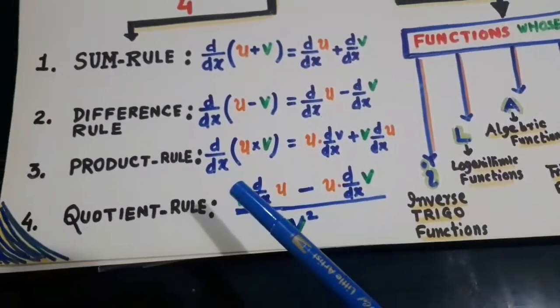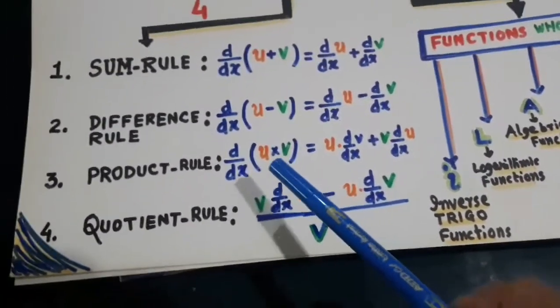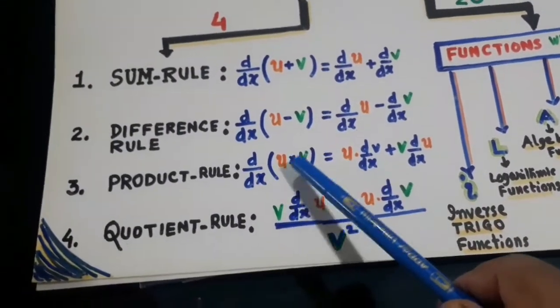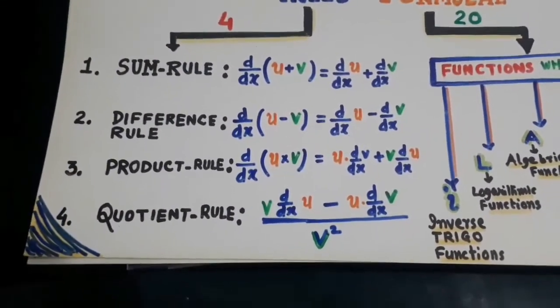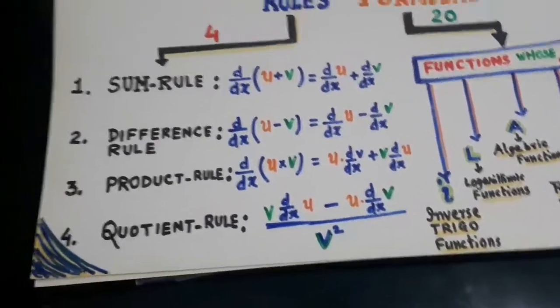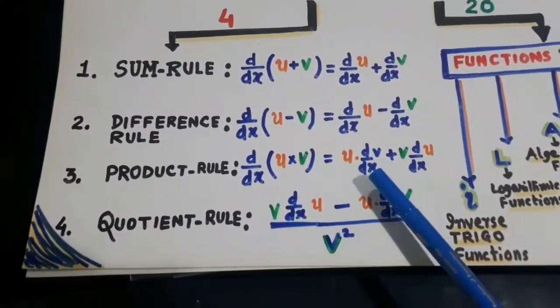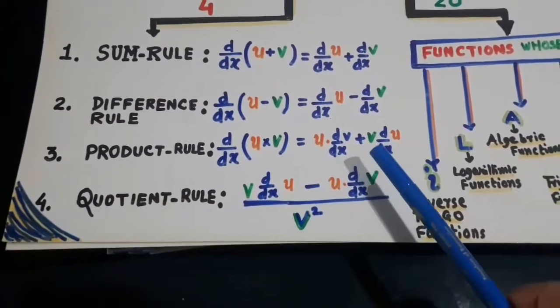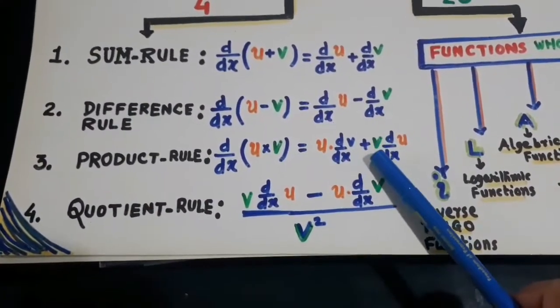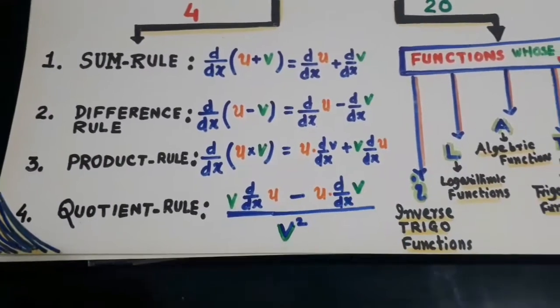Product rule. There are 2 boats, u and v. We have to travel in one boat at a time. Leave u, ddx of v, plus leave v, ddx of u.